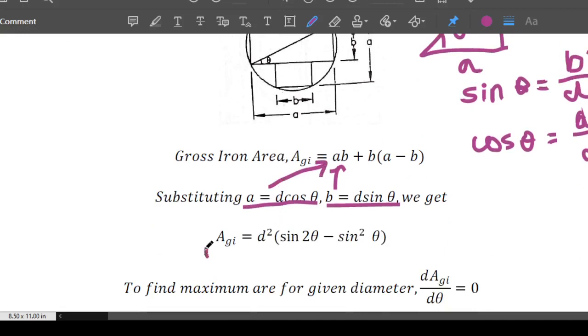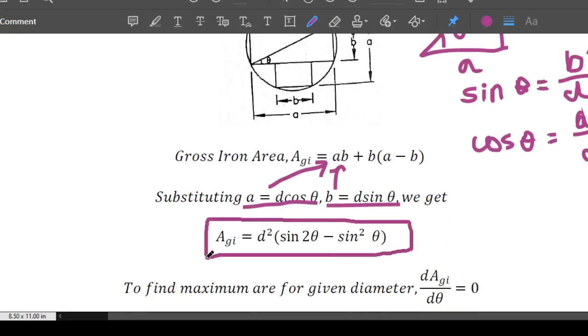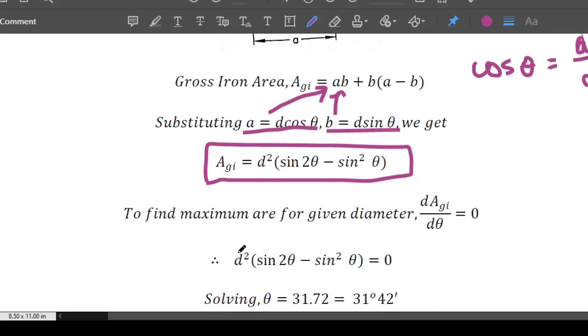You will get the final answer as AGI equal to D square into sine 2 theta minus sine square theta. This AGI is nothing but the area. What is our aim in using a stepped core? I want to use the maximum area, so that it should not be left free. For a maximum or minimum of an objective function, the first derivative has to be equated to 0. So I am going to differentiate this AGI with respect to the variable theta and equate it to 0.